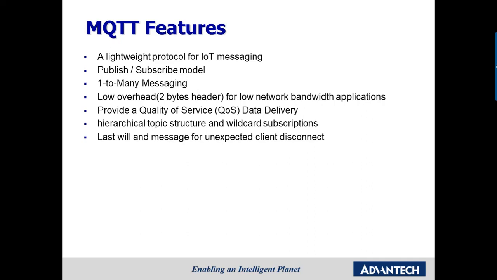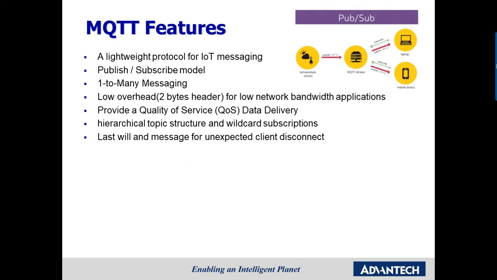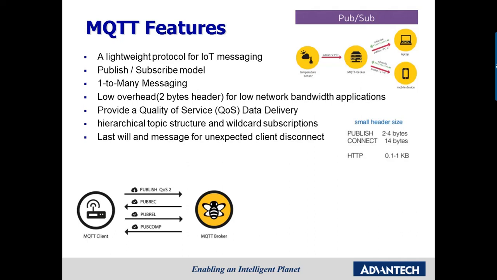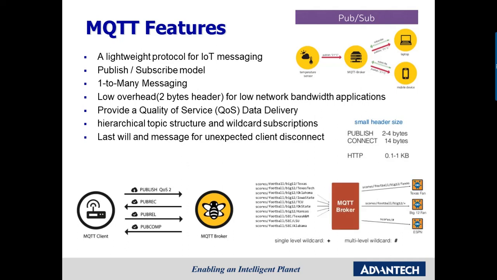Let's use this slide to summarize the MQTT features. First, it's a lightweight protocol for IoT messaging. Second, the communication model is publish and subscribe, as the picture shows. Third, it can realize one-to-many messaging. Fourth, the header of MQTT is really small, which is suitable for low network bandwidth applications. Fifth, MQTT provides quality of service data delivery. Sixth, MQTT uses a hierarchical topic structure and wildcard subscriptions, which is convenient for users to do management. Last, the last will message can let the user know the client status.